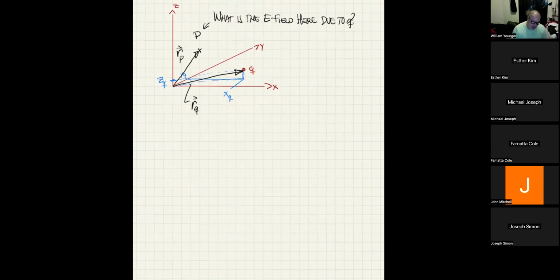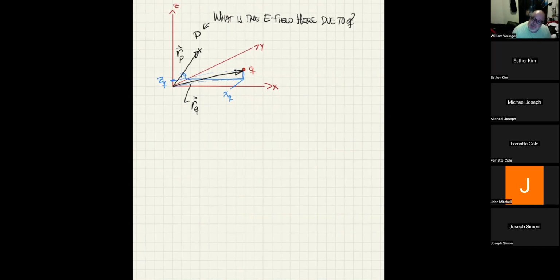Can you tell me an operation you can do using R_Q and R_P that gives you the line parallel to the electric field at P? Anybody?